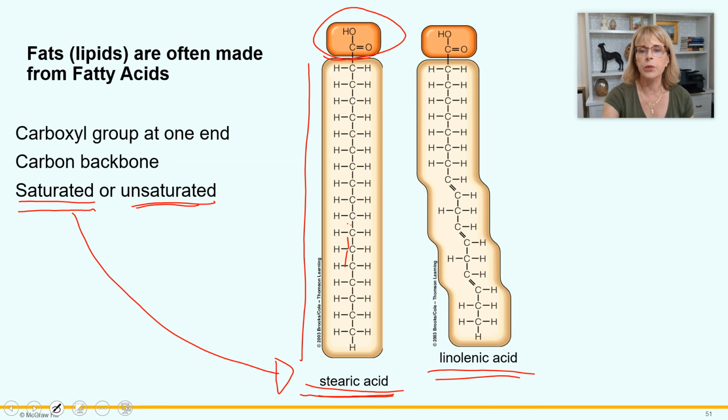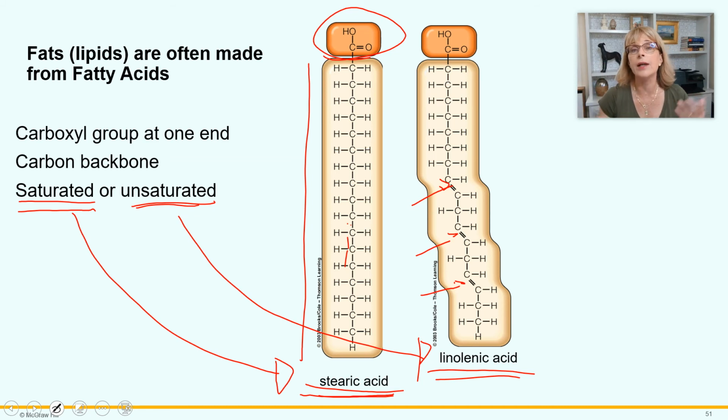Compare that to this one on the right. Linolenic acid is an unsaturated fatty acid. And you'll notice that there are several places where the carbons are attached to each other by a double covalent bond. Double bond, double bond. So these three places are areas where the carbon chain is not saturated with hydrogens. And since it's not saturated, it's called an unsaturated fatty acid.